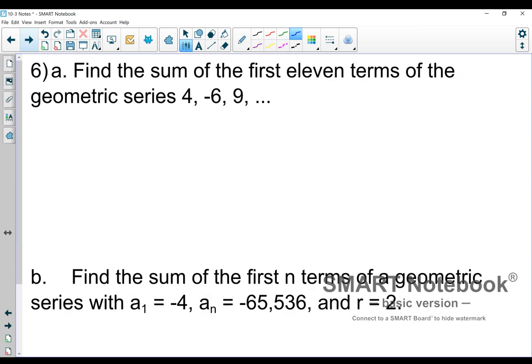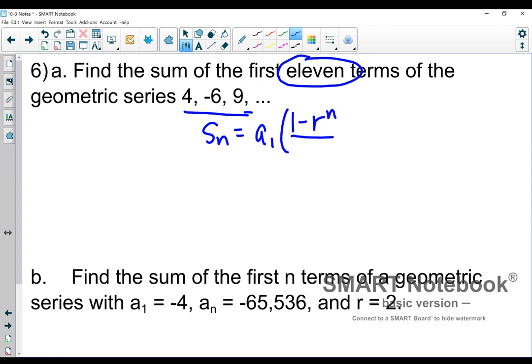So for 6a and b, we're going to be actually using these formulas now. So this says I want to find my first 11 terms, and I know the first 3 terms, but I don't know anything else. So I think it would be good if I started by writing down that formula. So S sub n equals A1 times 1 minus r to the nth over 1 minus r.